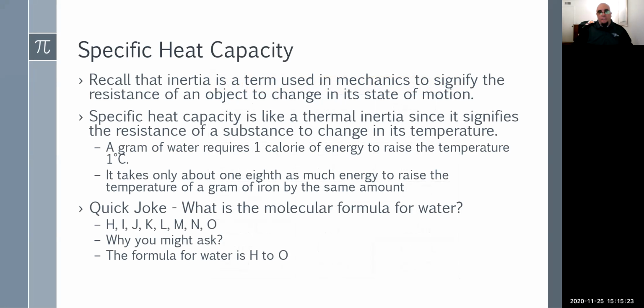So we'll end on a joke here. What's the molecular form of water? Well, it's HIJKLMNO. You may ask why? Well, because the formula for water is H2O.